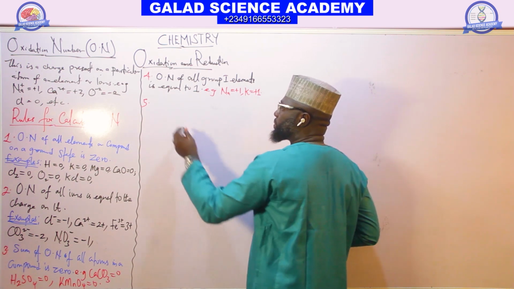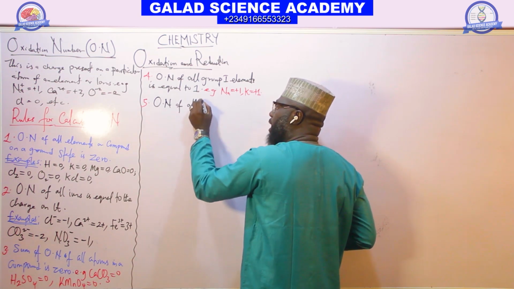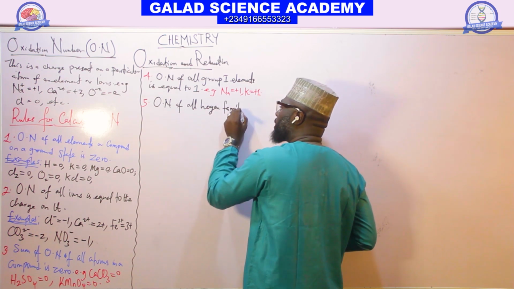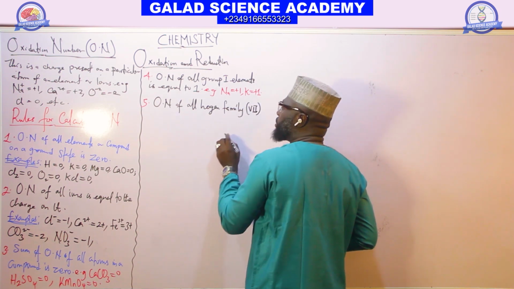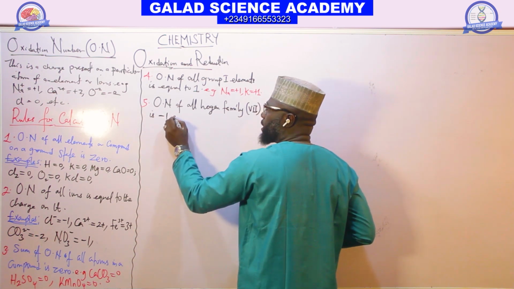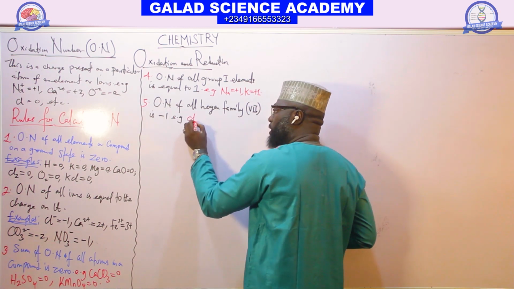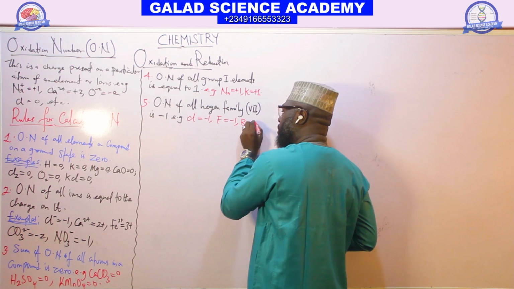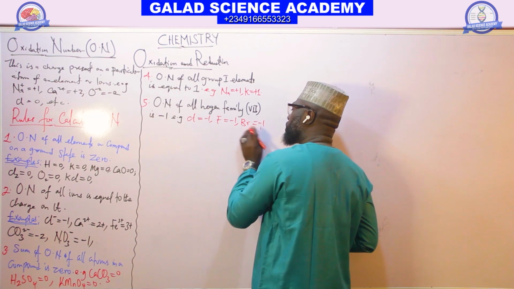The next one is group 7. The oxidation number of all halogen family, which is group 7 in the periodic table, is -1. For example, we have chlorine -1, fluorine -1, bromine -1. Iodine is also minus 1.